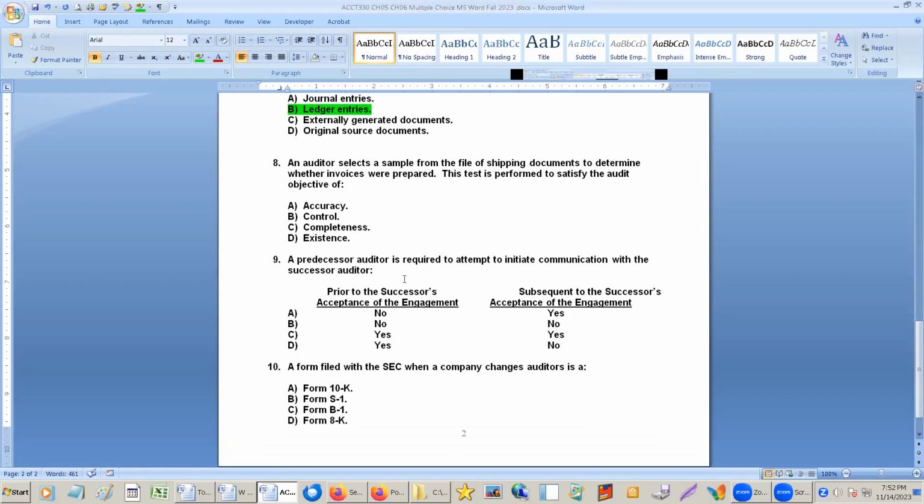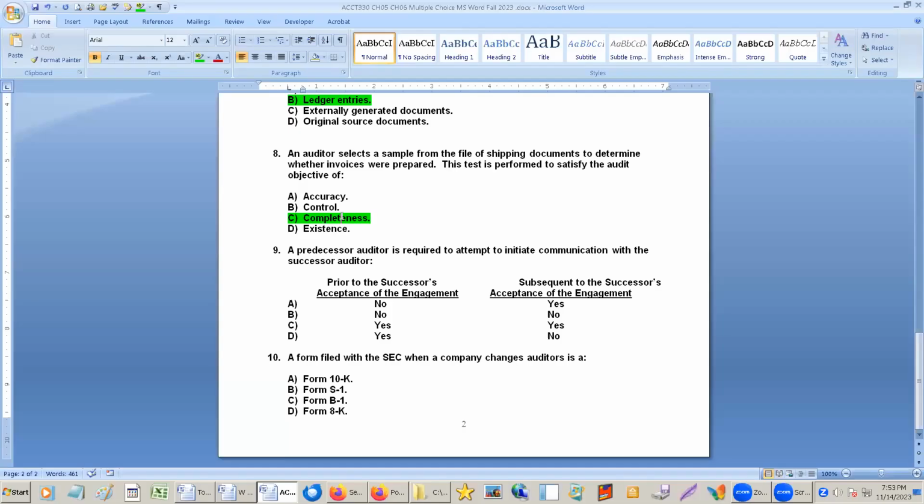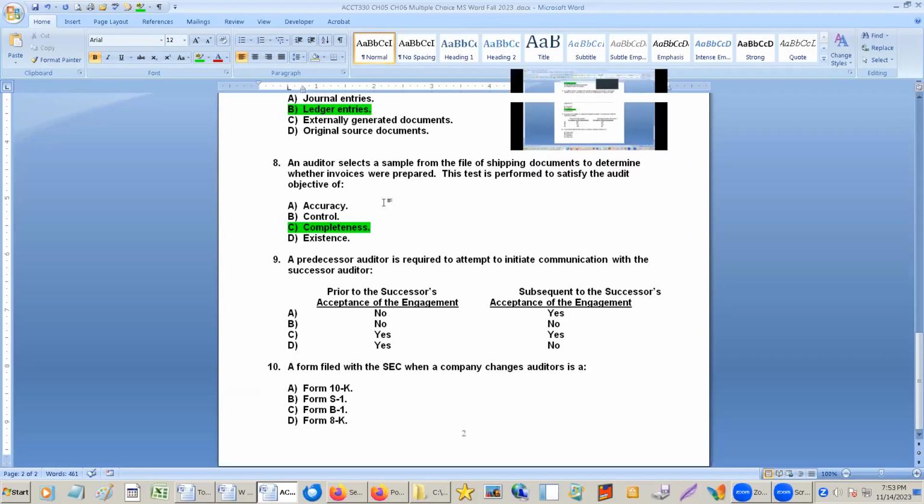Eight. The auditor selects a sample from the file of shipping documents to determine whether invoices were prepared. This test is performed to satisfy C, completeness. So did they bill all of them? And you might say, well, of course they billed all of them, right? They want to make their sales look bigger. Not necessarily. If they don't want to pay taxes, they may be reducing their revenue so that they don't pay taxes. So yeah, sometimes especially for smaller companies, you don't really know which way they might go with it, to either overstate income or understate it, because they might be understating it for taxes. So to see what was shipped and make sure that there was a sale made for it. It'd be a completeness test.